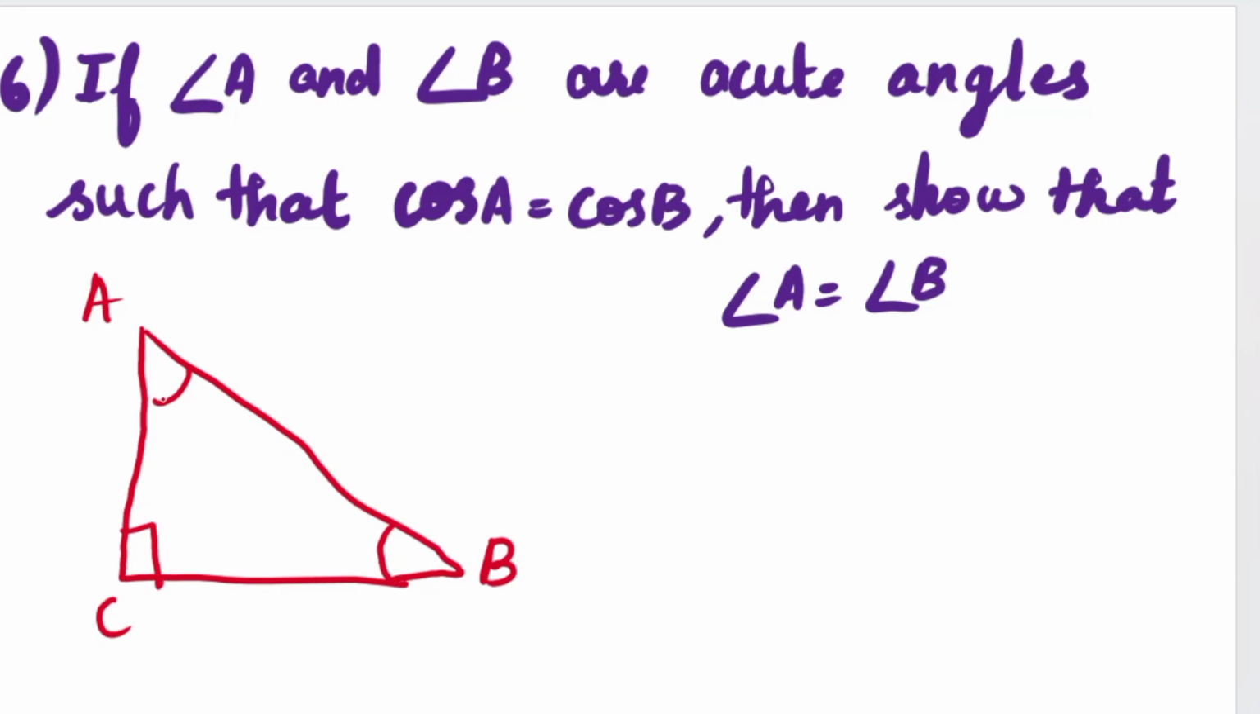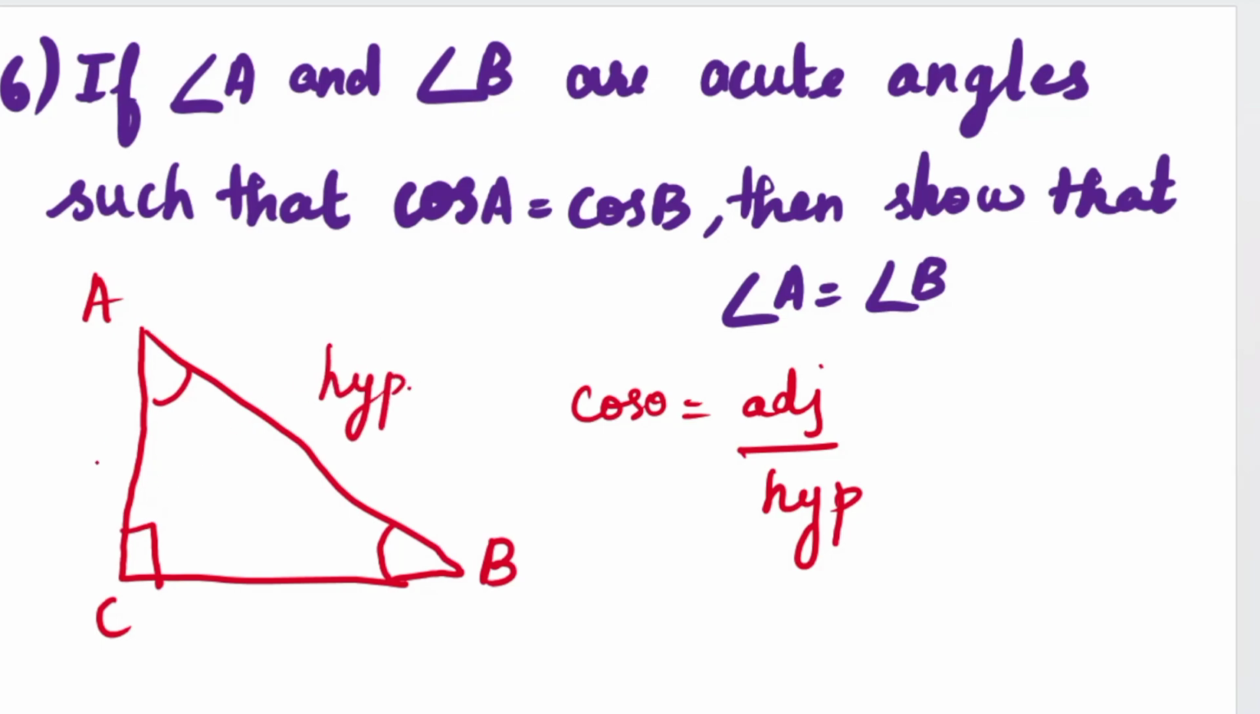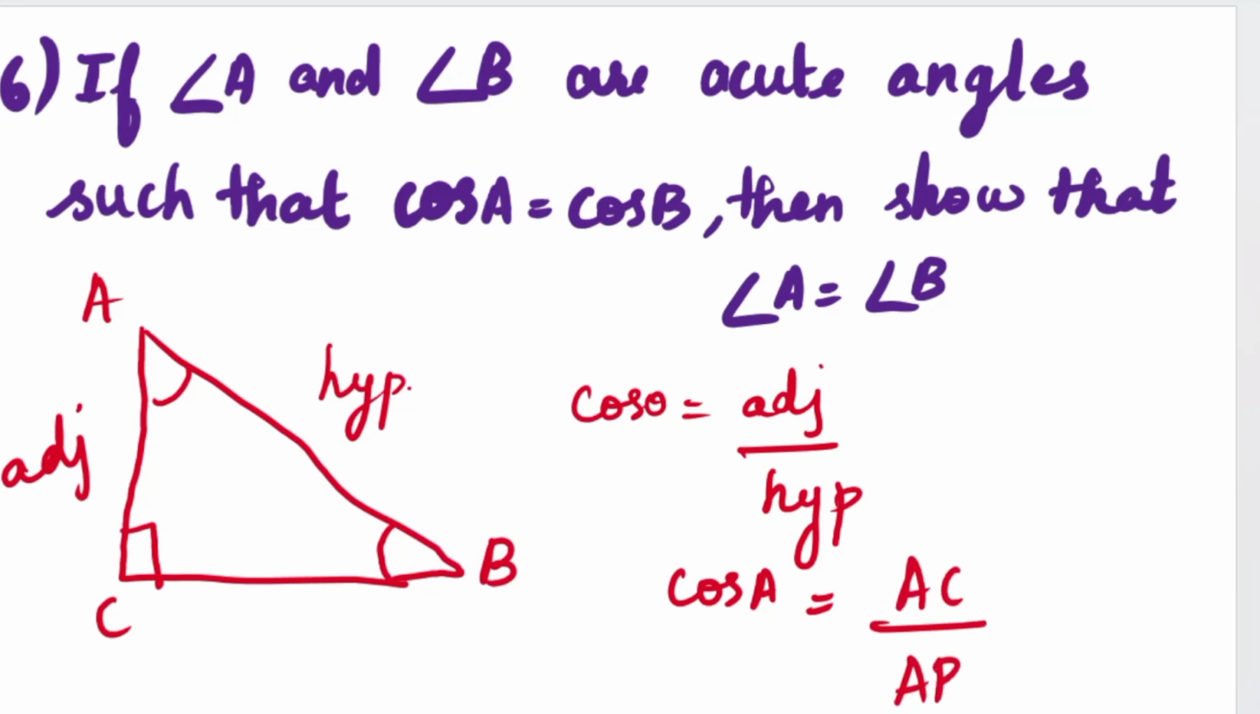First, keeping this angle as A, what is cos A? Actually, what is cos theta? Cos theta is equal to adjacent side by hypotenuse, right? So for cos A, what is the adjacent side and what is the hypotenuse? Taking this angle of A, the hypotenuse will be this and the adjacent side will be this, right? So cos A is equal to AC divided by AB, right?